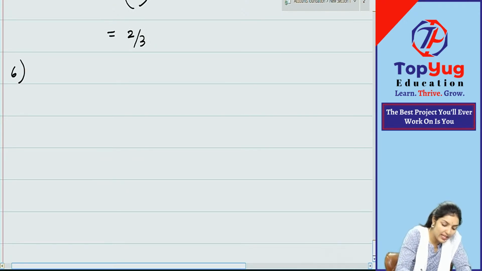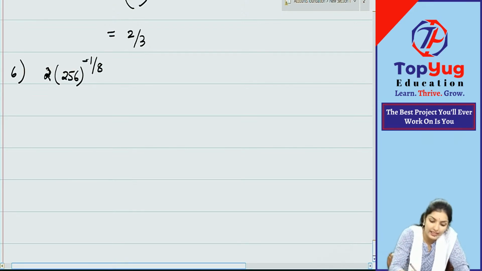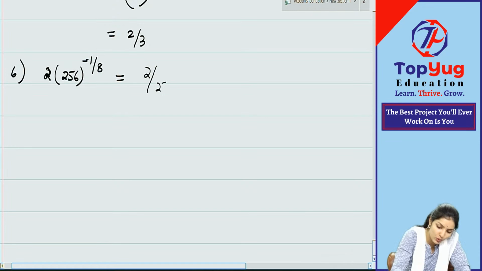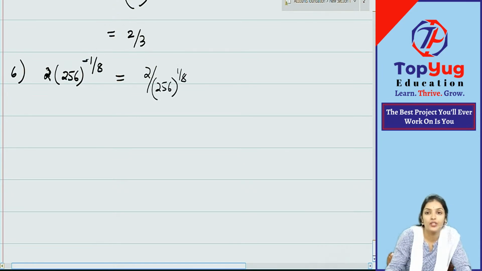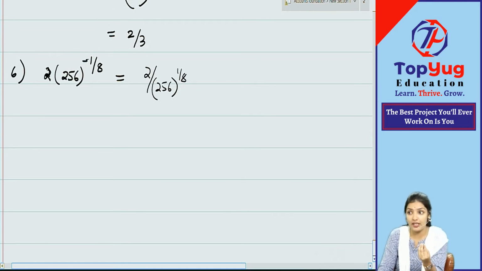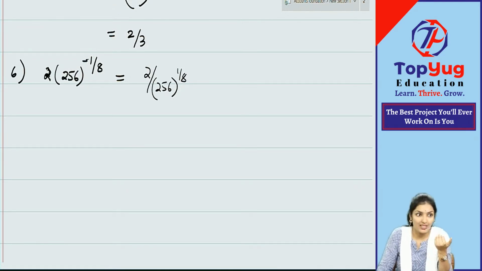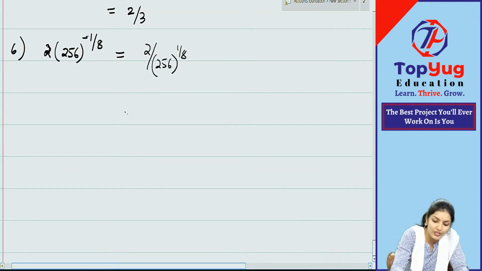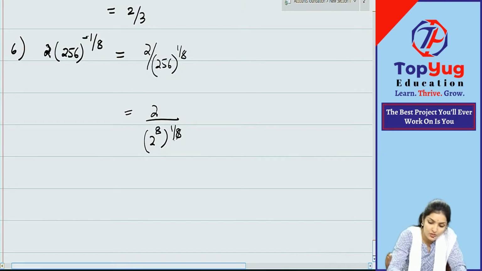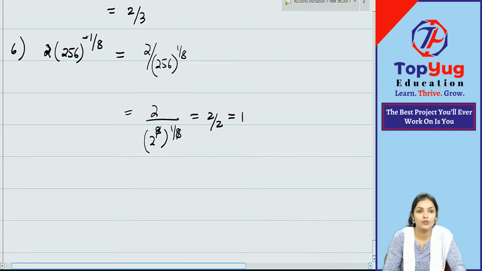Now sixth one. Value of 2 into 256 to the power minus 1 by 8. Right? Can I write this as 2 divided by 256 to the power 1 by 8? I can write it. It means I need to find a base whose power can be 8. So 256 is nothing but 2 to the power 8. So 2 divided by 2 to the power 8 into 1 by 8. So 8 gets cancelled. Answer is 2 by 2. So what would be the answer? 1. Simple. So I hope you are understanding how we are doing it.